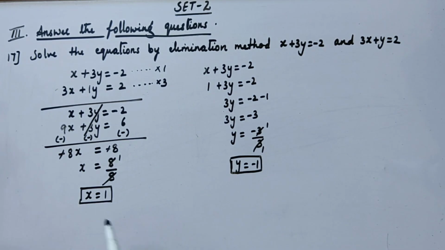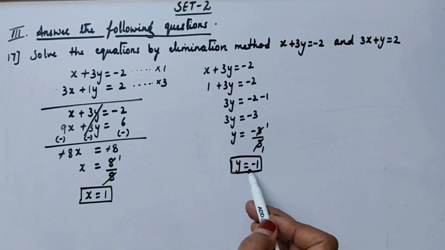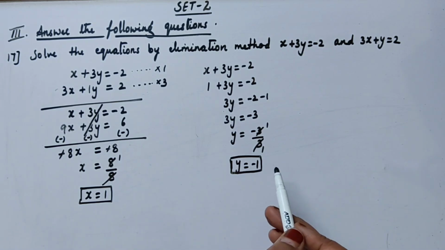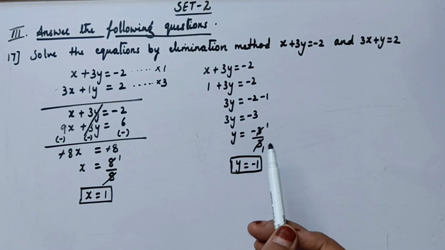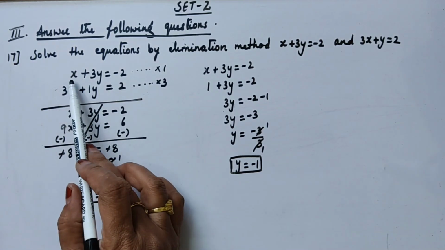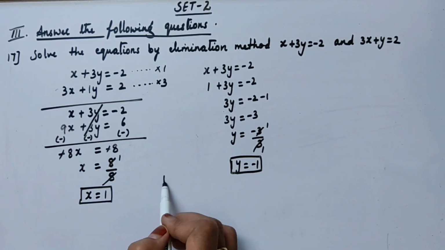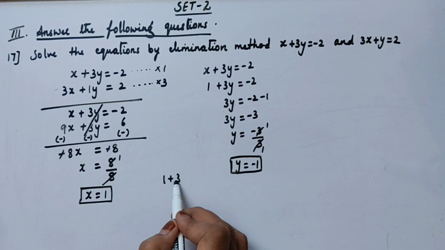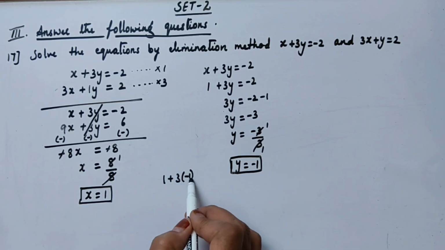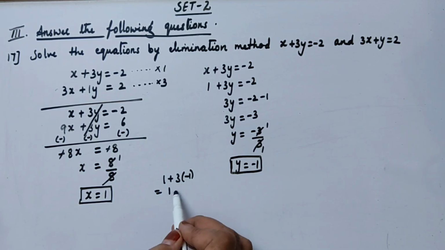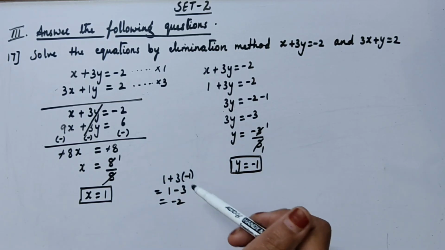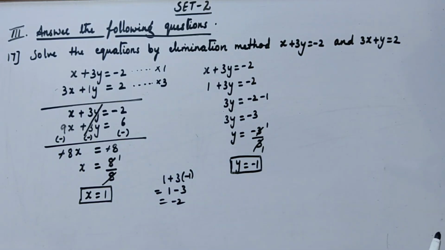So the value of x is 1 and the value of y is minus 1. Let us verify here. The x value is 1. 1 plus 3 into the y value, minus 1. Let us check the answer here. 1 plus 3 into minus 1 is minus 3. I get minus 2. That means my verification is correct, students.